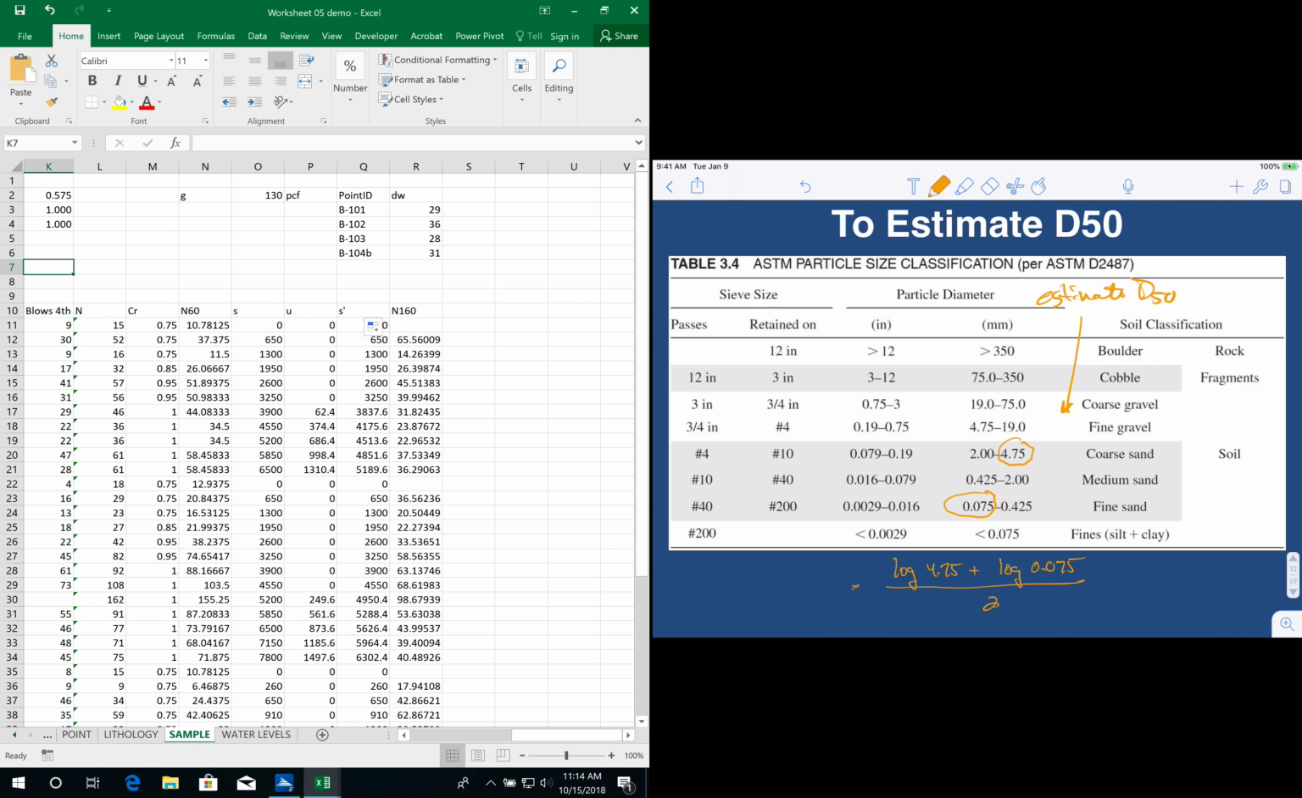And so the average of those, 4.75 log plus 0.075 log, is negative 0.224, and then the D50 bar, the average of those two, is 10 to the negative 0.224, around 0.6. So we could use that as an average grain size. So go back in here and we'll just say that our average D50 is 0.6.